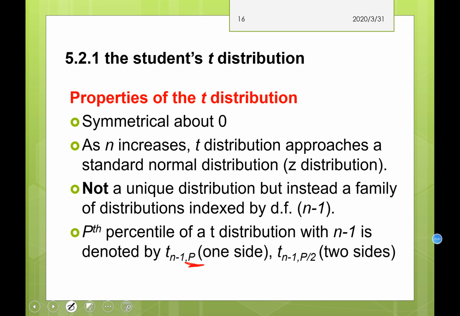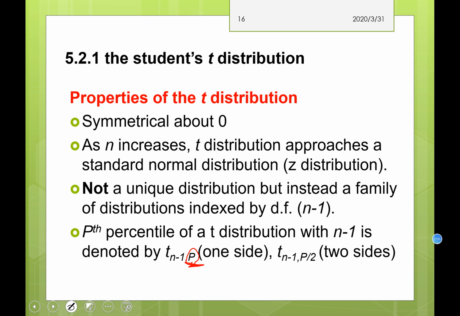P is similar to what happens in the Z distribution. In the Z distribution, we said that the P is actually alpha, that is the area under the curve, right? So here they have the same meaning. This P means the area under the curve.